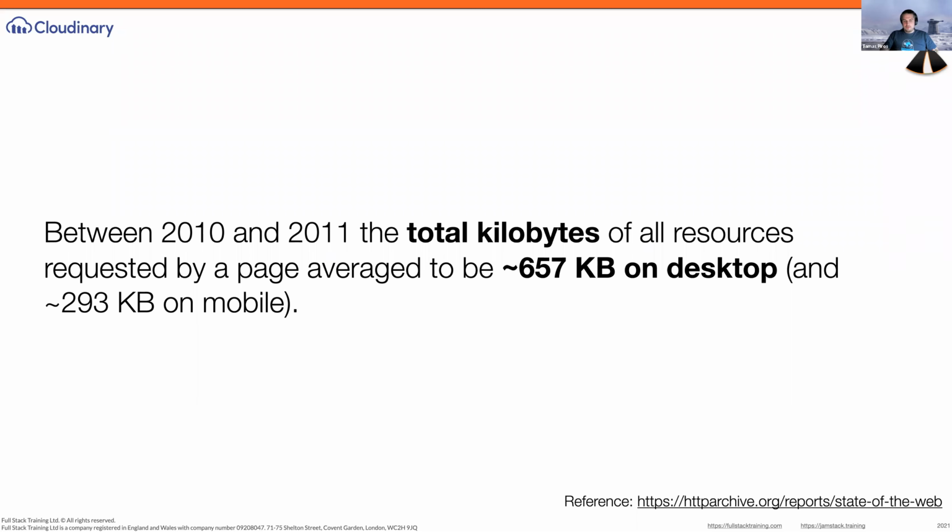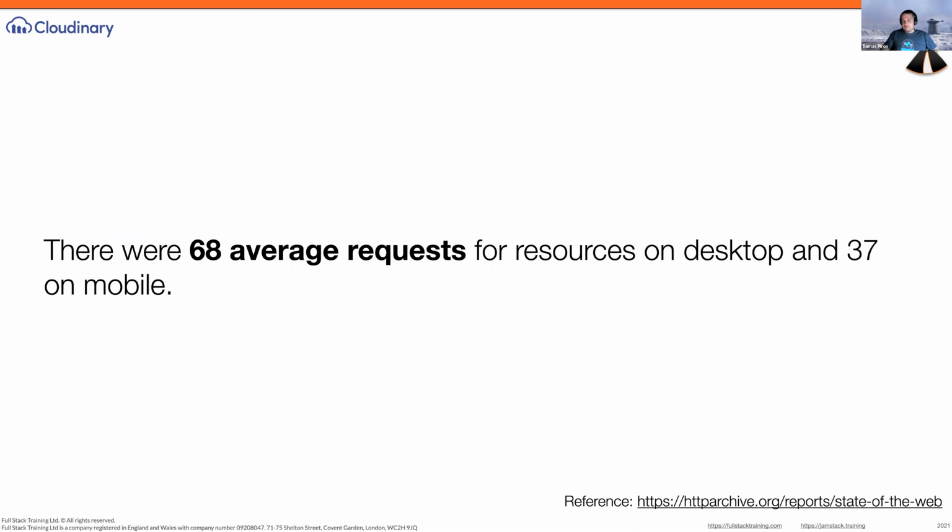The total kilobytes for all the resources requested by a page averaged 657 kilobytes on a desktop computer. So that means that pages had that weight. Back in the day, 10 years ago, there were 68 average requests for resources on desktop. That means there were 68 requests for things like HTML and CSS and JavaScript and fonts and other stuff.